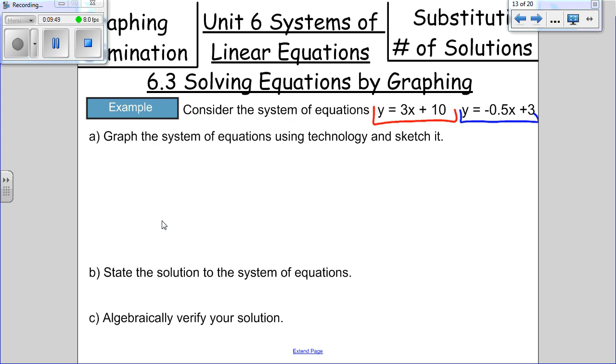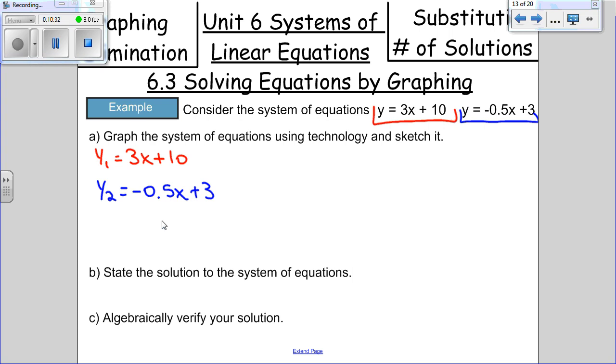To graph these things, just a little bit of review, you're going to go to y equals on your calculator. So it's the very top left-hand button. In y equals, in y1, you're going to put 3x plus 10. In y2, you're going to put negative 0.5x plus 3. Remember that the negative button is the one beside the decimal. This is not subtract 0.5x. If you put subtract 0.5x, your calculator will say error. You want negative 0.5x.